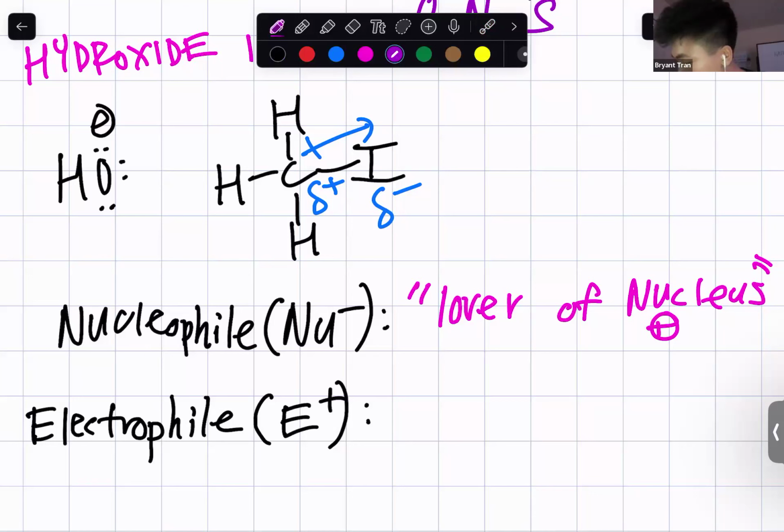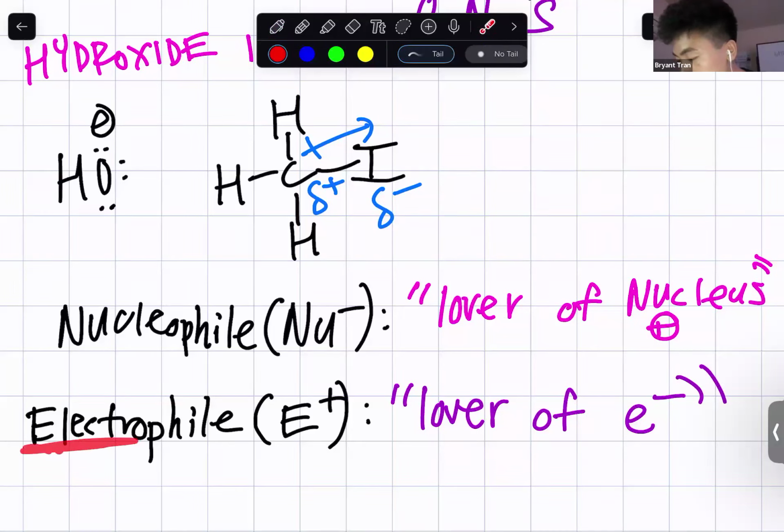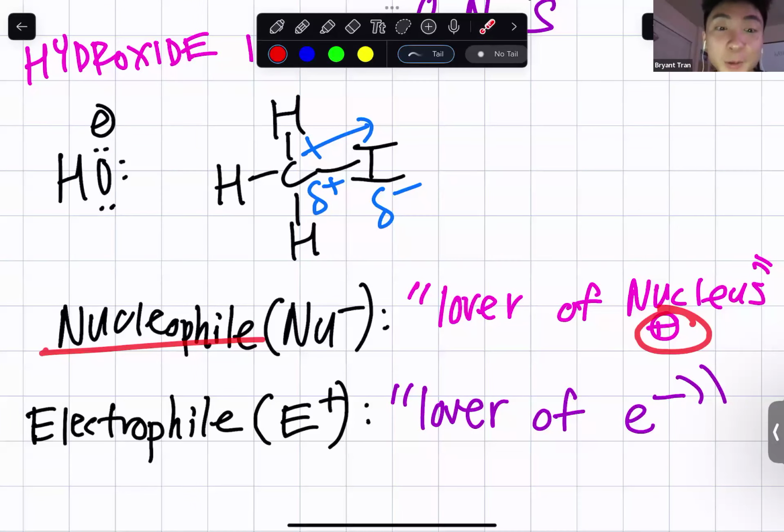And an electrophile, you could think of that as the lover of electrons, right? Because electro is going to be electron, phile is the lover of, so electrophile is the lover of electrons. And electrons are negatively charged. So you know how opposite charges attract, like negative charges are attracted to positive charges? If nucleophiles love positive charges, what charge do you think nucleophiles are if they want to attract a positive charge? Negative charge, that's right.